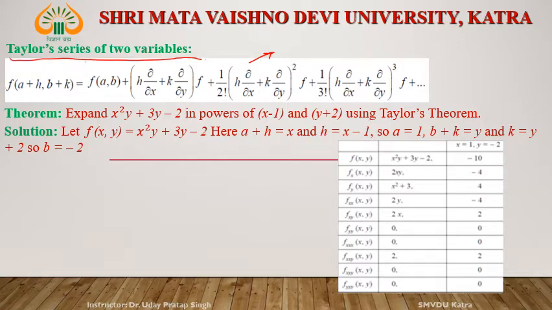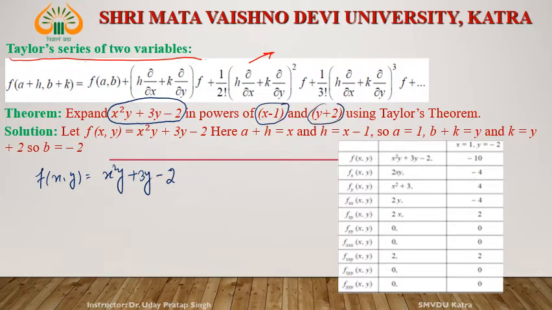Okay. Now we have to expand one polynomial. Earlier we have seen many functions which we expanded by using Taylor series. Now see this. Let us assume that this is f of x y, x square y plus 3y minus 2. The problem says that we have to express this polynomial in powers of x minus 1 and y plus 2. We have to expand this in powers of these using Taylor series.